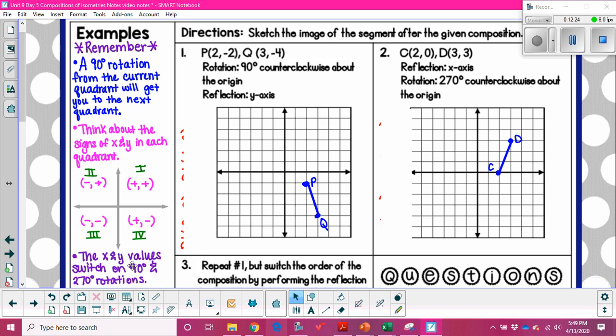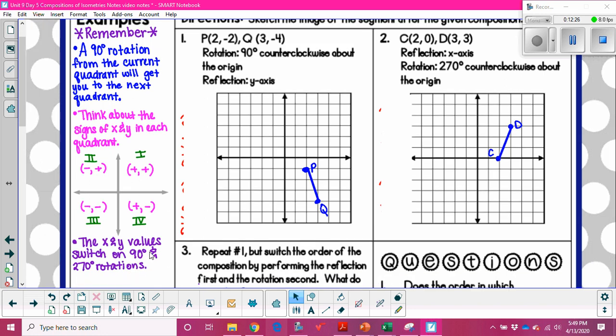Another thing to remember: the X and Y values switch on 90-degree and 270-degree rotations. For example, if X is a value of 3 and Y is a value of 4, and it was rotating 90 degrees or 270 degrees, you would just flip-flop these. So X would become 4 and Y would become 3.